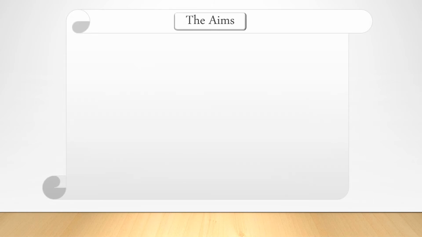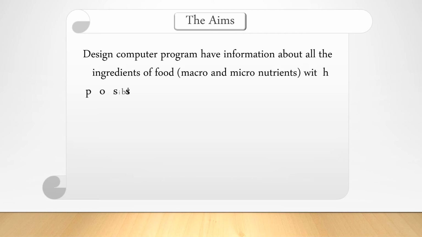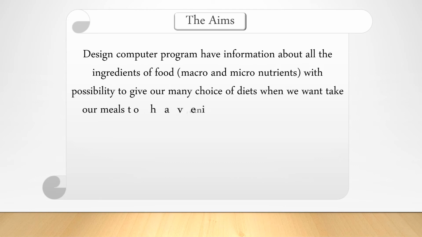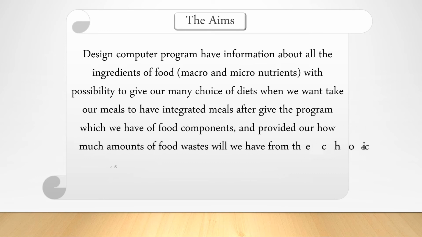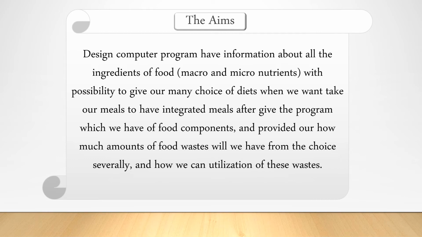About the food security program, my vision is to combine the MATLAB and Speak programs, with some modifications, to have a computer program with information about all the ingredients of food, macro and micronutrients, with the possibility of giving us many diet choices when we want to take our meals. To have integrated meals, we give the program our food components and anthropometric measures, and it tells us how much food waste we will have from each choice, and how we can utilize these wastes. How can I do that? Let's go and see.